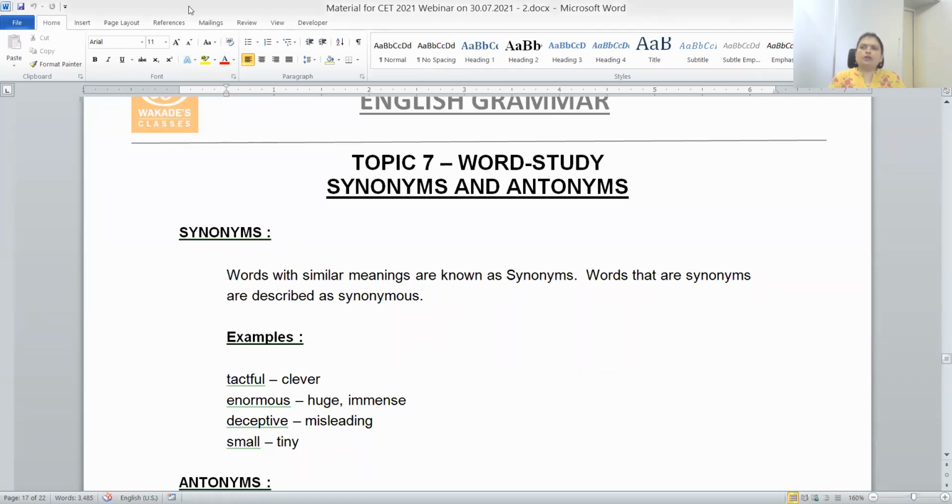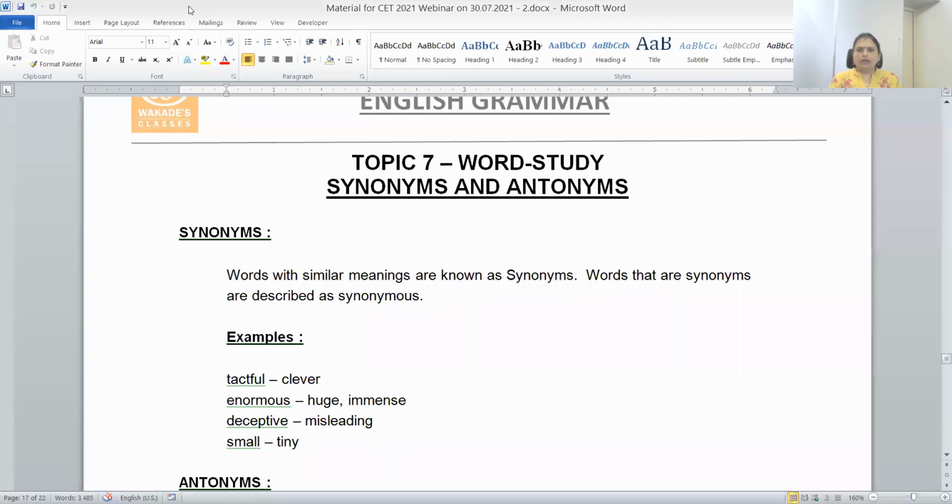First, let us look at synonyms. Words with similar meanings are known as synonyms. Everybody knows this, right, children? Words that are synonyms are described as synonymous. Example, tactful is clever. Enormous, huge, or immense. Now, children, see, one word can have many synonyms.